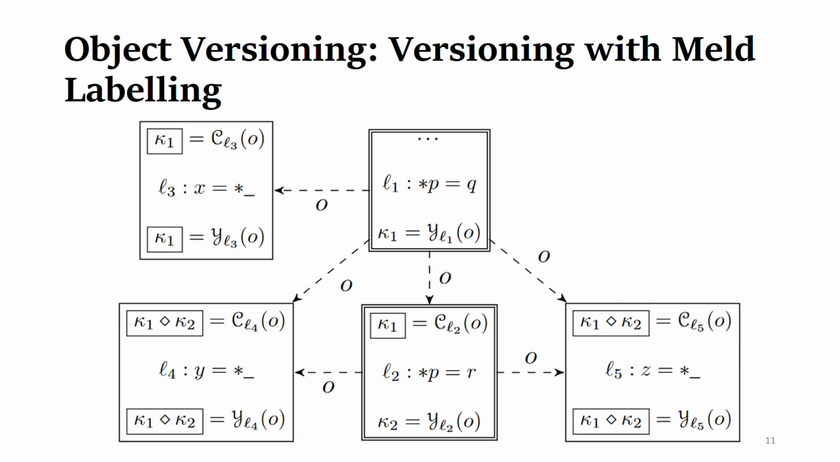Revisiting our example, after the versioning phase, this is the result. Instructions L2 and L3 have their consumed version of O set to kappa 1, propagated from the yield of L1. The consumed version of O at L5 and L4 are a melding of kappa 1 and kappa 2, propagated from L1 and L2.